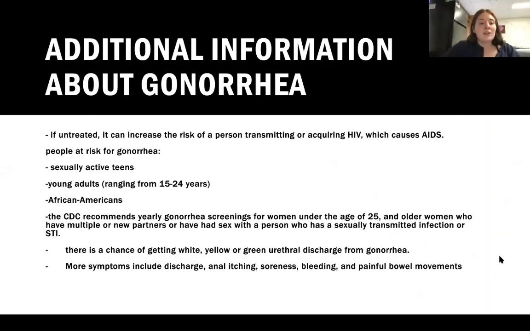Next slide, please. So here's some additional information about gonorrhea. If untreated, it can increase the risk of a person transmitting or acquiring HIV, which can cause AIDS. People that are at risk for gonorrhea are sexually active teens, young adults ranging from 15 to 24 years, and African Americans. The CDC recommends yearly gonorrhea screenings for women under the age of 25 and older women who have had multiple or new partners or had sex with a person who has a sexually transmitted infection, or STI. There is a chance of getting white, yellow, or green urethral discharge from gonorrhea. More symptoms include discharge, anal itching, soreness, bleeding, and painful bowel movements.